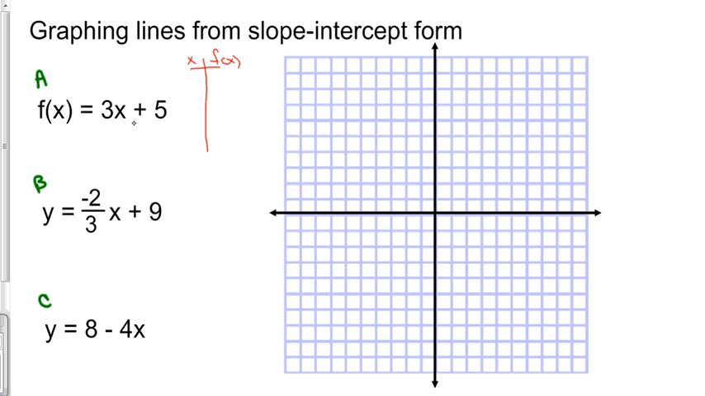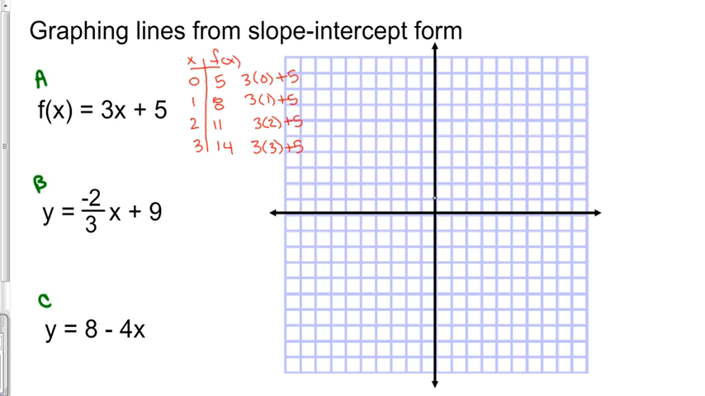So I could, in any case, go through and just simply pick some values, 0, 1, 2, 3, and plug them in for x. So if I put in 0, I'm going to get 3 times 0 plus 5, and that's just 0 plus 5 is 5. When I put in 1, I get 3 times 1 plus 5, and so that's 3 plus 5, that's 8. When I put in 2, I'm going to get 3 times 2 plus 5, so that's 6 plus 5 gets me 11. And finally, when I put in 3, I'm going to get 9 plus 5, which is 14.